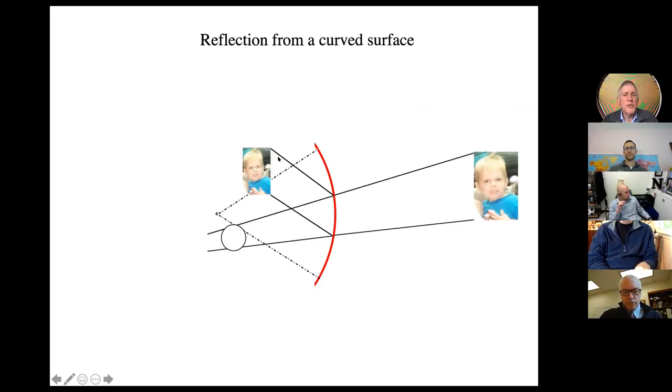When we bounce light off mirrors, we see a magnification effect. That magnification effect has to do with the fact that as the light bounces off a mirror, the law of reflection will send the light at various different angles depending on the slope of that mirror.